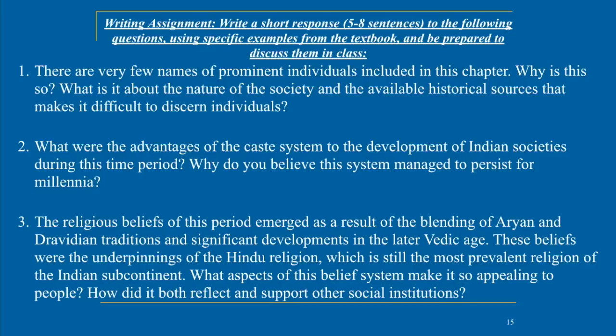Here's your writing assignment. Write a short 5 to 8 sentences to the following questions. Number one, there are few names of prominent individuals included in this chapter. Why is that so? We'll talk about people a lot throughout world history, but why are there not so many names in this chapter? What is it about the nature of society and the available historical sources that makes it difficult to discern individuals within those societies?